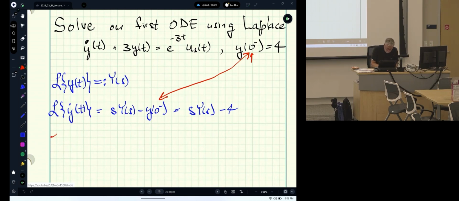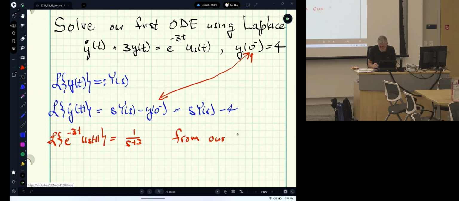Now, from our table, anybody remember what it's equal to, the Laplace transform? E to the minus at unit step has Laplace transform 1 over s plus a. So this is 1 over s plus 3 from our table.